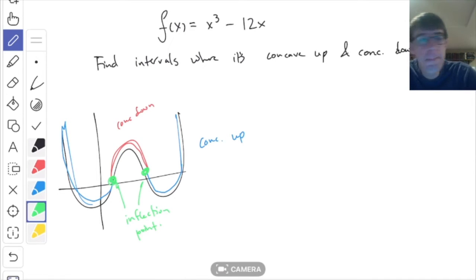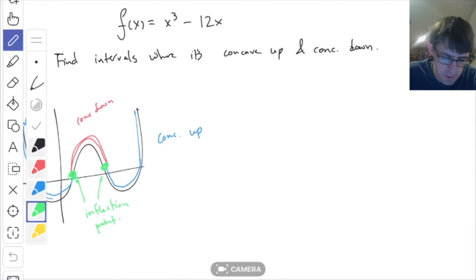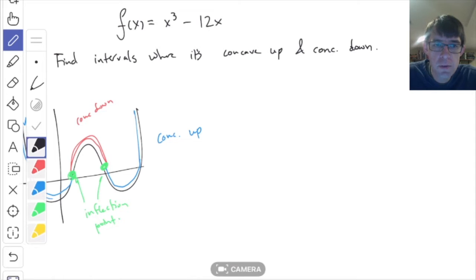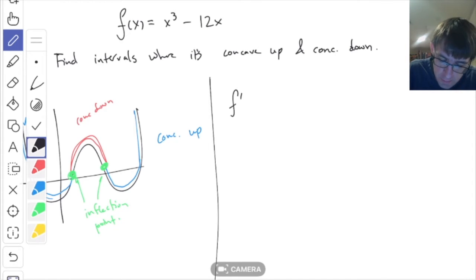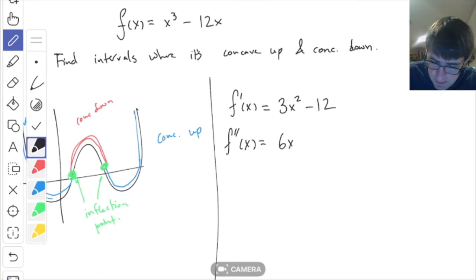All right. Anyway, that was just an example picture. Let's do this real example here. Find intervals where this function is concave up and also concave down. The concavity, whether it be up or down, is determined by the sign of the second derivative. So the first step is to find the second derivative, and in order to find the second derivative, you've got to find the first derivative. The derivative here is 3x squared minus 12. And then I take the derivative again, and I get 6x. That's it, 6x. The 12 goes away.